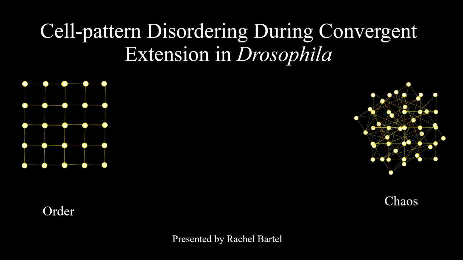Okay, the following paper is called Cell Pattern Disordering during Convergent Extension in Drosophila. I know there are many things here that sound confusing, like what is convergent extension, and why they are talking about order and disorder. So I'm going to go through all of those. These slides were taken from a presentation of Rachel Bertel.